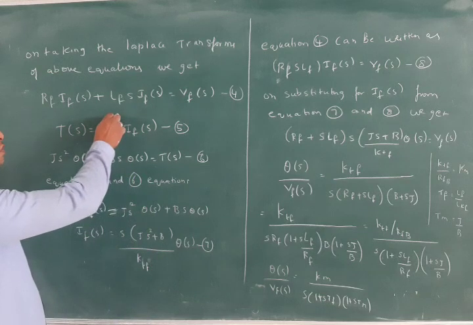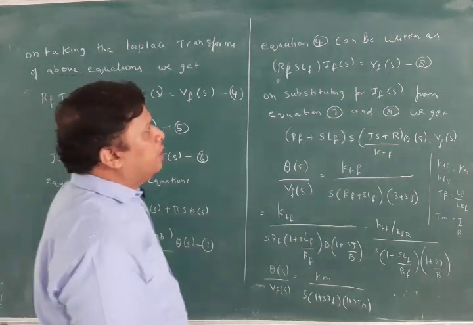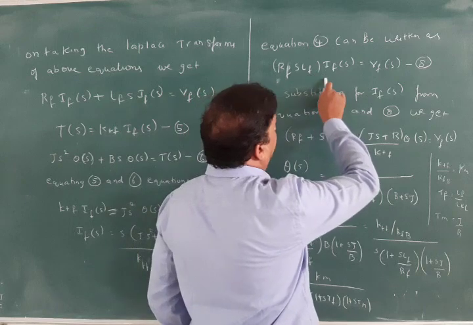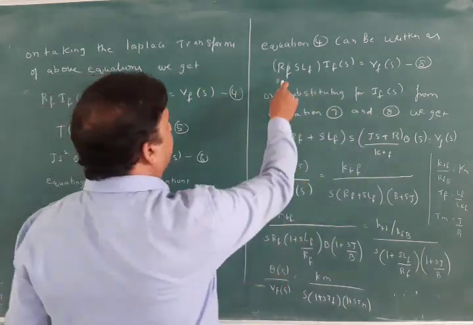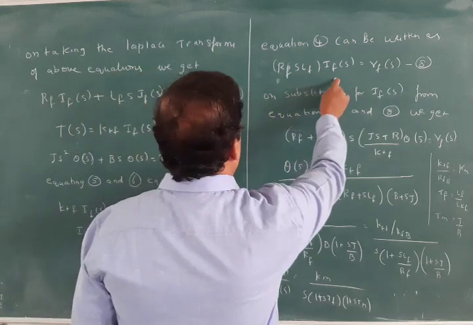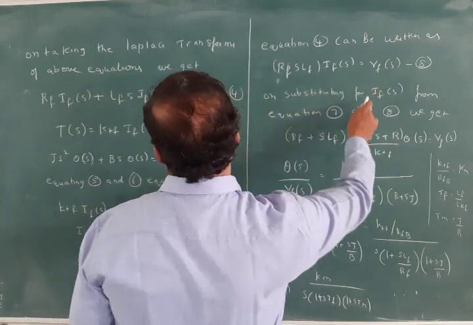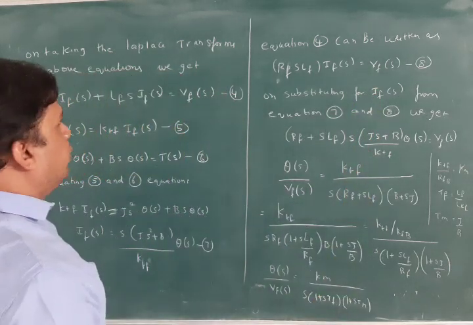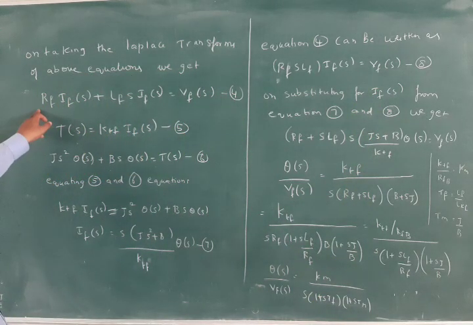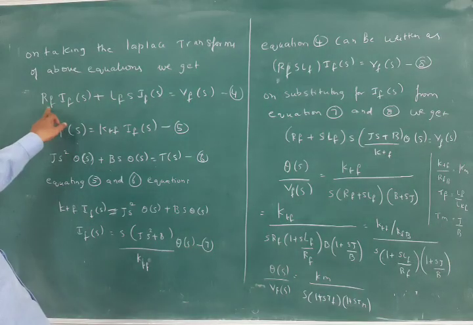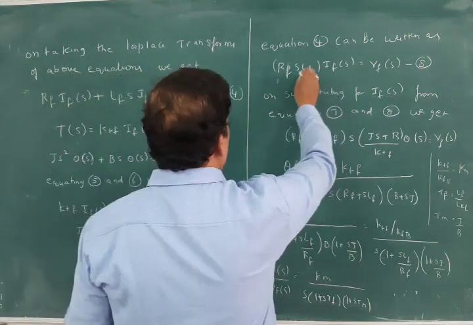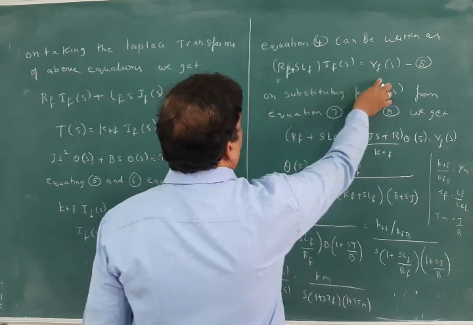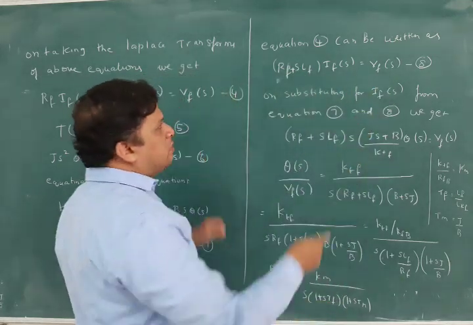Now after getting the seventh equation, we have equation number 4, which is already written here. We will write this fourth equation as RF plus s LF into IF of s is equal to Vf of s. Here we are taking RF plus s LF as common, since both terms have IF of s, and Vf of s is the same as written. This becomes the 8th equation.